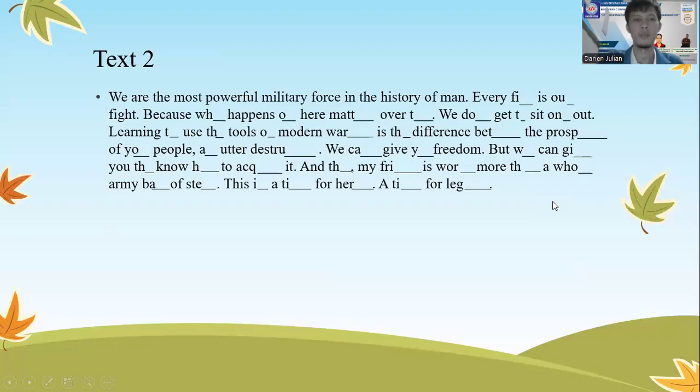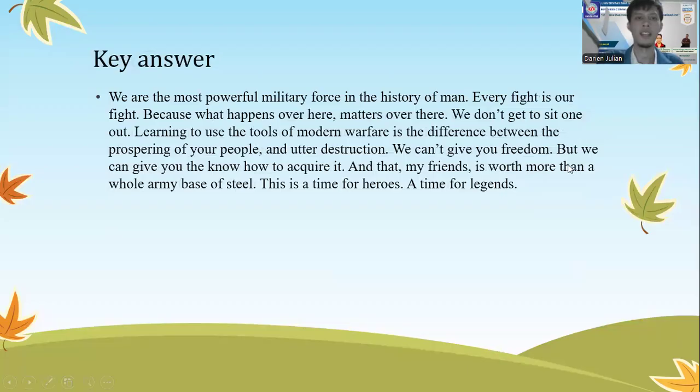This is text 2. It is a powerful quote from a fictional American general. It has 7 sentences and 36 blanks to complete. This is the key answer.